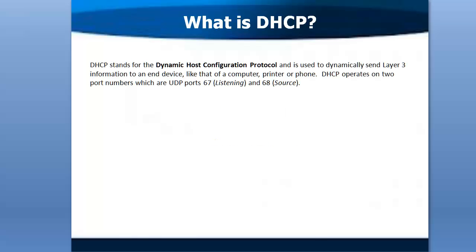So what is DHCP? DHCP stands for the Dynamic Host Configuration Protocol, and is used to dynamically send Layer 3 information to devices, that of like a computer, a printer, an IP phone. DHCP operates on 2 port numbers, which are UDP port 67, which it uses to listen on, and 68, which we use as the source.